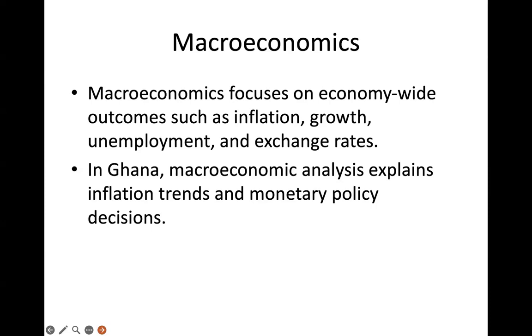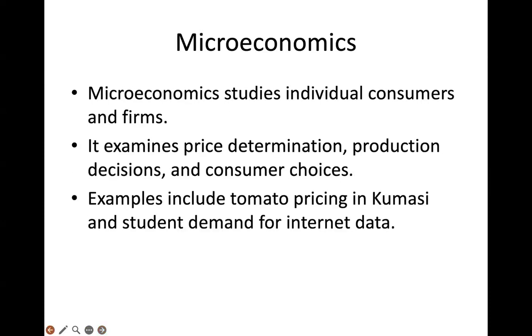I'm saying that we have two major differences when it comes to the study of economics. You have the micro aspect and the macro aspect. The micro aspect is how we study the individual consumers and firms' decisions. The decisions include price determination, production decisions, and consumer choices. Such decisions include tomato pricing in Kumasi, tomato pricing in Ashanti region, tomato prices in Accra. They are all part of microeconomic studies.